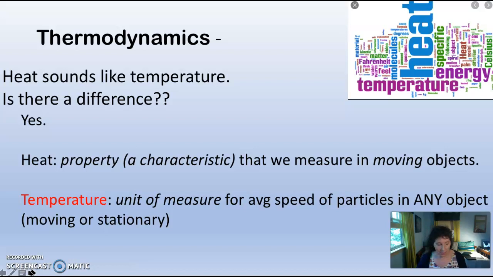When I am tapping on my screen here, my screen is stationary. It still has a temperature. So temperature is a unit of measurement for the average speed of the particles within my monitor that could be moving or not moving. The monitor could be moving or not moving. The particles are always moving inside of it. The average speed of that is the temperature.